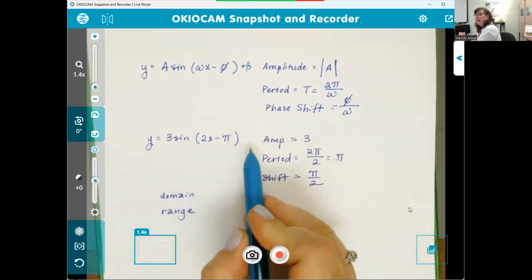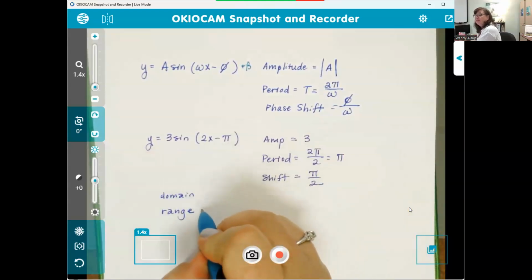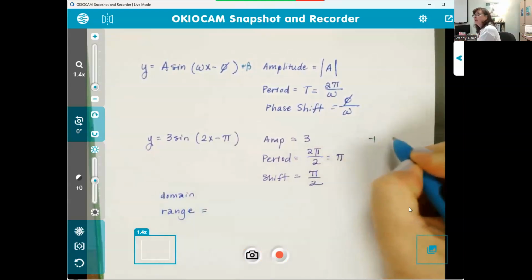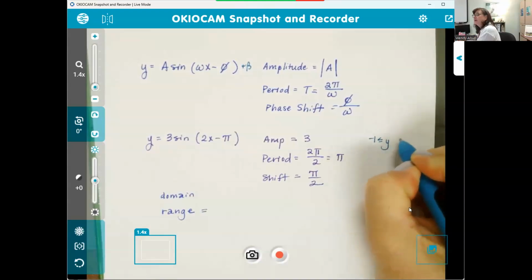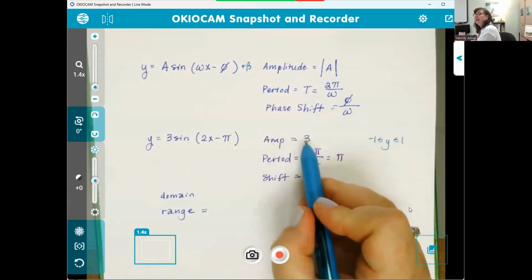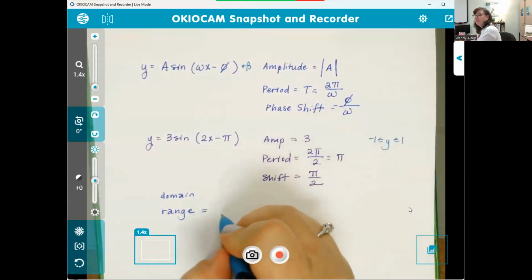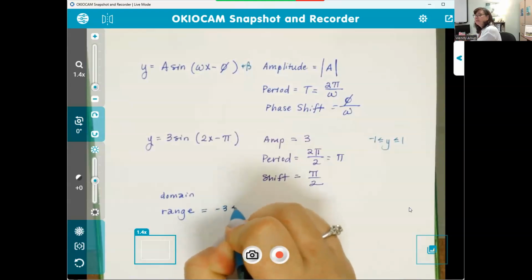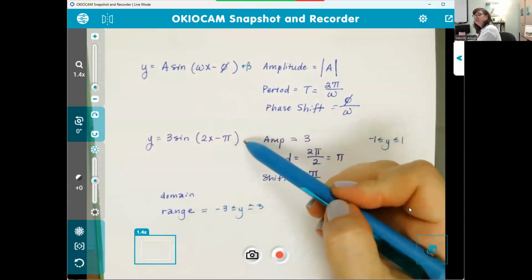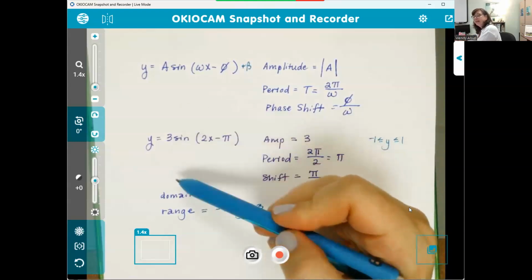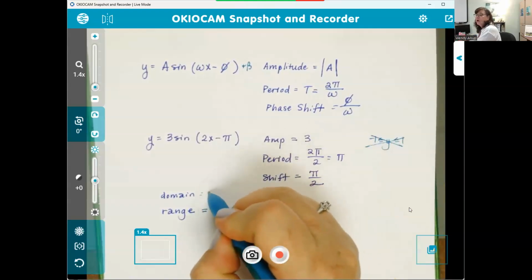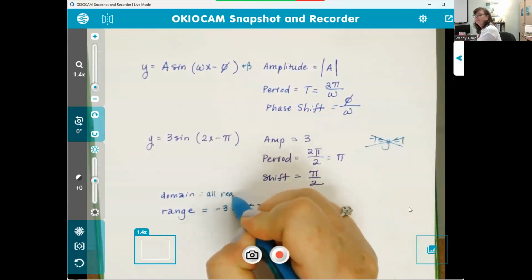Amplitude. Normally, what is the normal range of a sine function? The normal range of a sine function is -1 less than or equal to y less than or equal to positive 1. But we're stretching it up and down by a factor of 3. So our range is going to be -3 less than or equal to y less than or equal to positive 3. And we're not shifting it up or down, we're just stretching it. Now your domain for all sines is always going to be all real numbers.